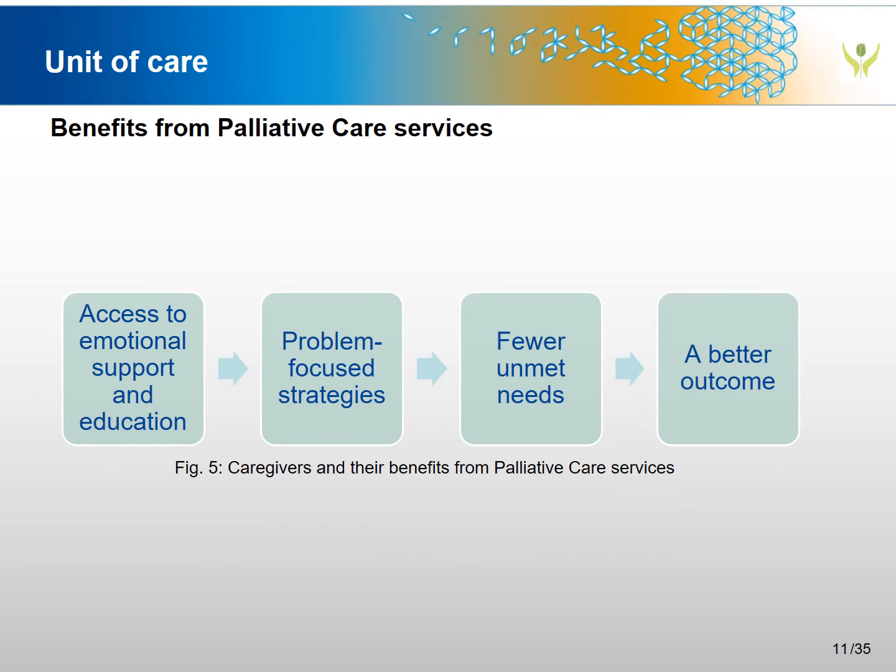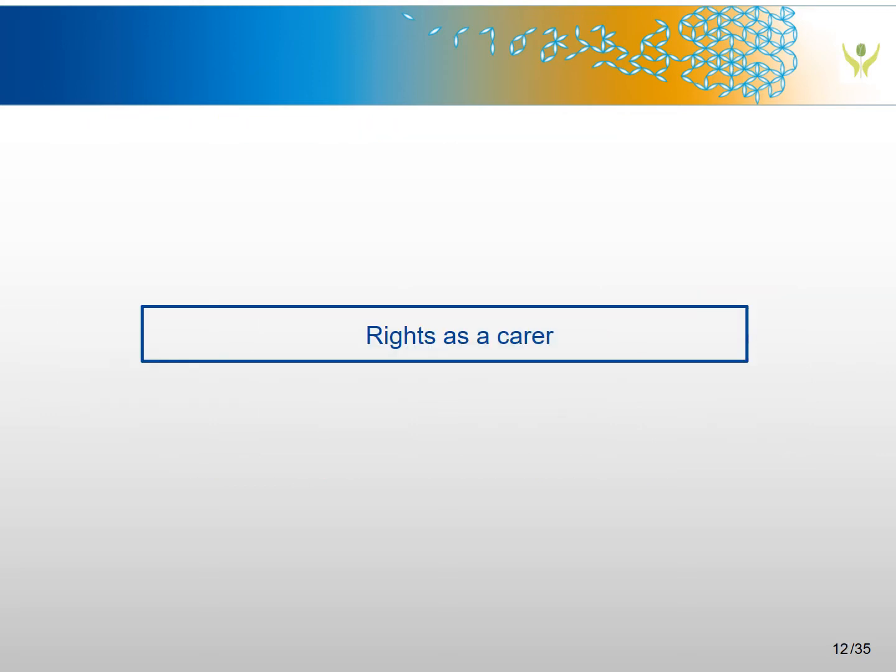Caregivers should be able to have access to emotional support and education regarding the course of Parkinson's disease, how to handle emergent situations, for example falls and psychosis, and medications. Caregivers who have access to specialized palliative care services have fewer unmet needs than those who do not have access to palliative care. Caregivers willing to access palliative care services may have a better outcome because of problem-focused coping strategies. But what are actually the legal rights as a carer?